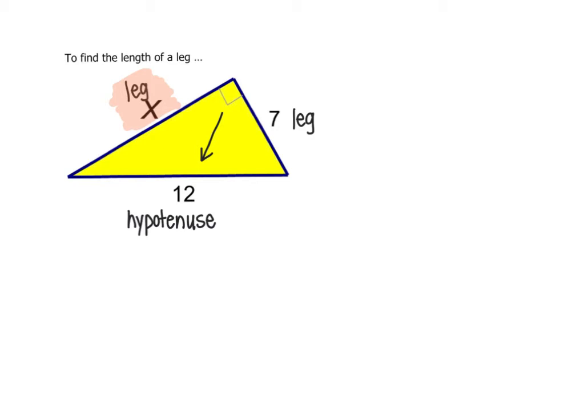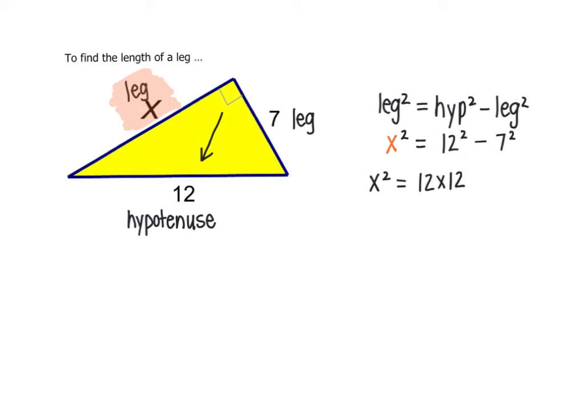So I'll write out our formula, leg squared equals hyp squared minus leg squared, and we'll substitute in the items that we know. The first leg is our unknown, so we'll begin with x squared equals, the hypotenuse squared is 12 squared, subtract the other leg squared, which will be 7 squared. We can expand, leaving the x squared the same, but on the right-hand side, the hypotenuse squared, or 12 times 12, will be equal to 144. And the leg squared, 7 times 7, will give us 49.